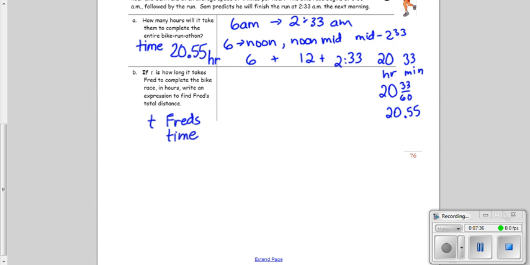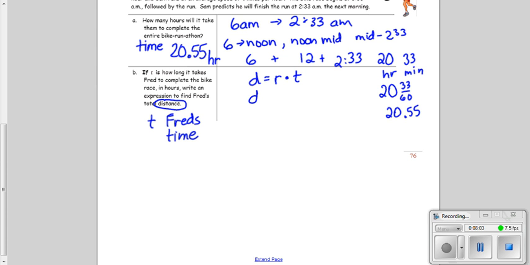Write an expression to find Fred's total distance. To find Fred's distance, there is a distance formula that we can use. The distance formula is distance equals rate times time, where D represents the distance traveled, R represents the speed traveled in miles per hour, and T represents the time in hours.